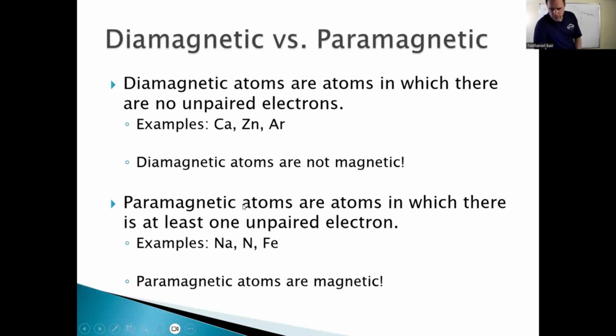So some examples of paramagnetic elements would be sodium and nitrogen and iron. Here's what I want you to do. I want you to write the noble gas configuration for those three elements. I want you to do the lines and the half arrows, and I want you to confirm that they do indeed contain at least one unpaired electron and that they are indeed paramagnetic. Go ahead.